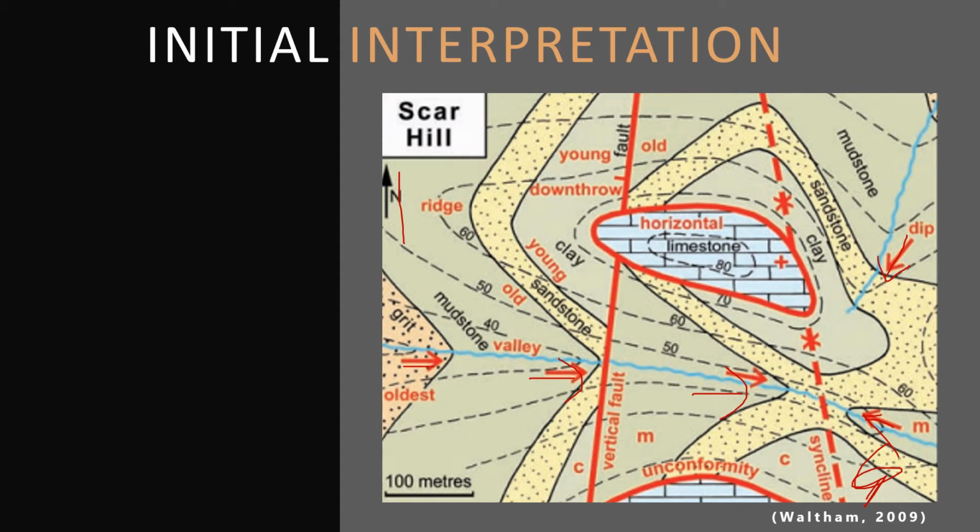So most probably there is a fold axis lying in between this side and this side, because there is a change of direction of the dips. So we can recognize fold axes by putting a sign in between the change in dip direction.